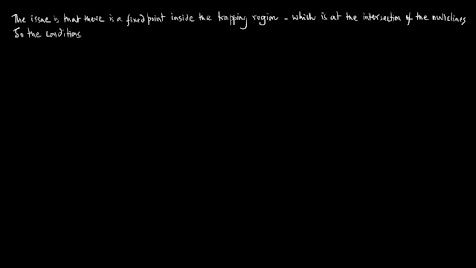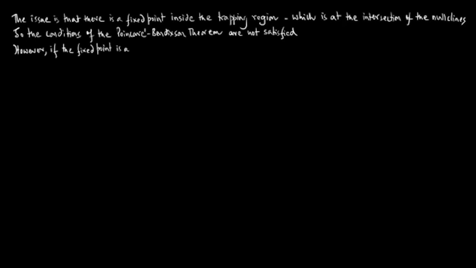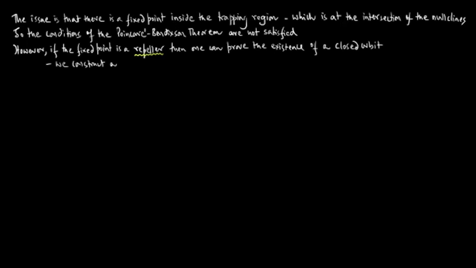So the conditions of the Poincaré-Bendixson theorem are not satisfied. However, if the fixed point is a repeller, then one can prove the existence of a closed orbit, and we can construct a region around the fixed point. Now this can be visualized in the following figure.